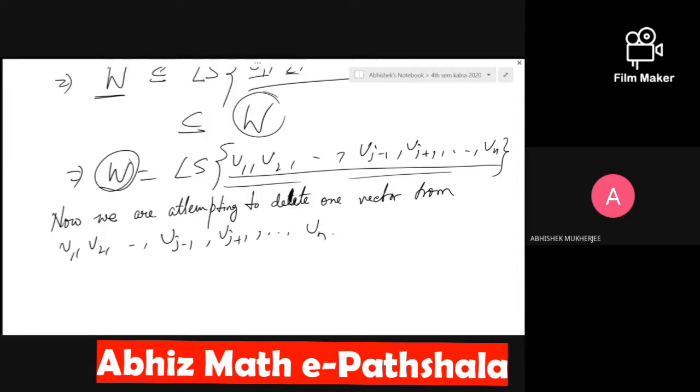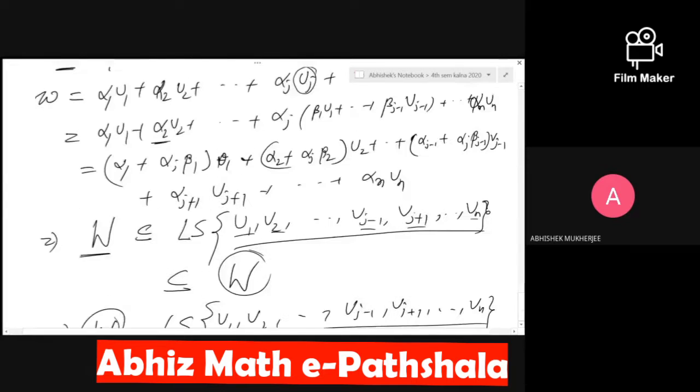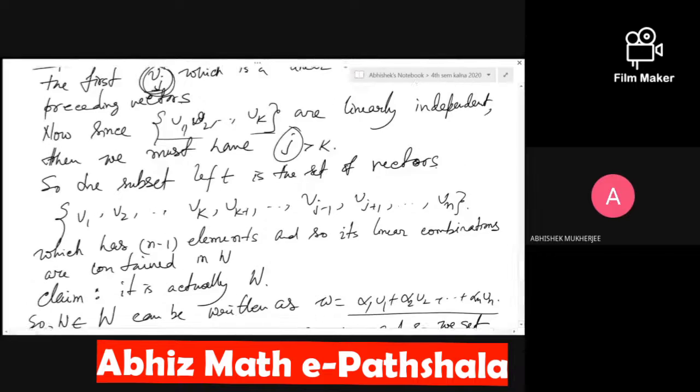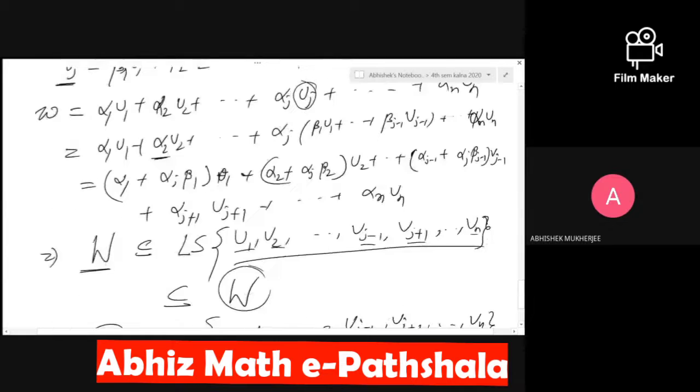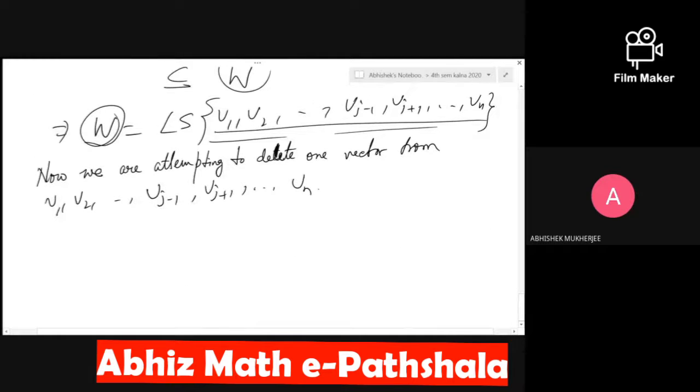In the same way that we have done for the first case. And continuing this process of deletion of vectors amongst these V1, V2, Vn, we shall obtain a subset of the form which will contain this subset. Although we have deleted one vector each time, the set of vectors will contain these vectors V1, V2, Vk, because they are linearly independent. So each time the index will be greater than k.